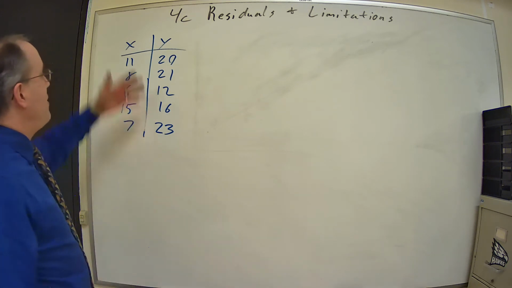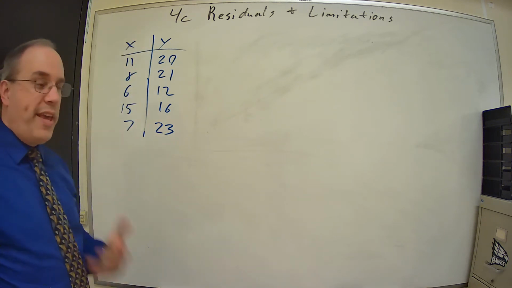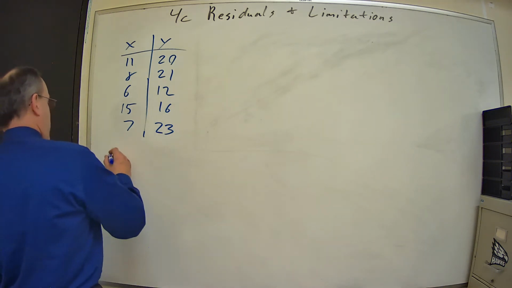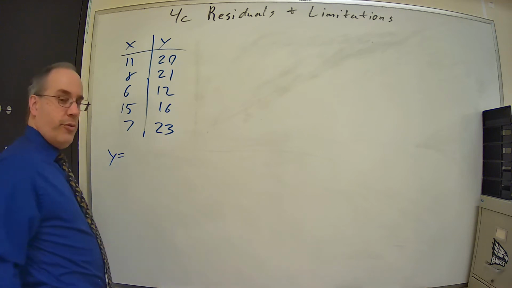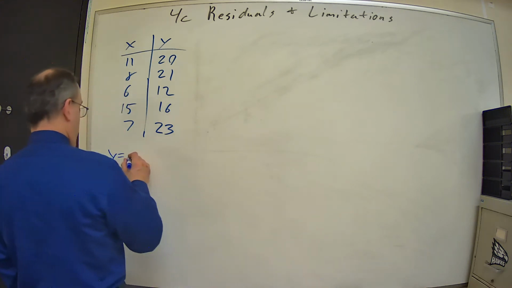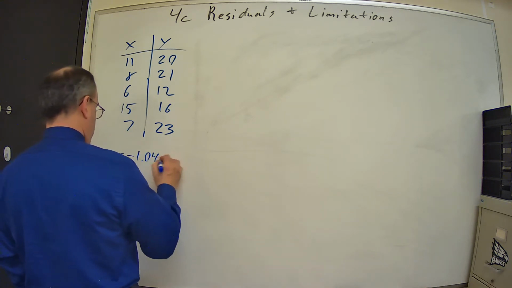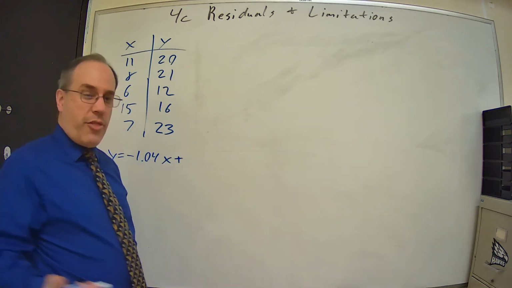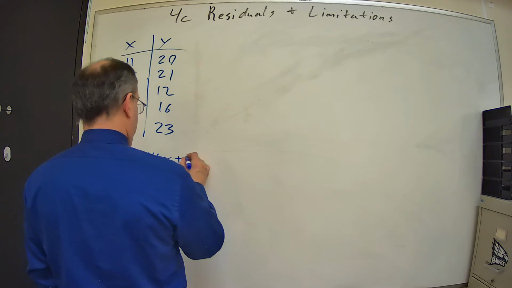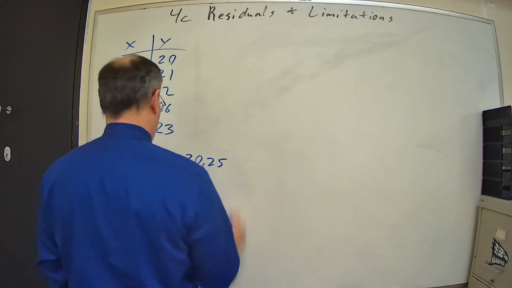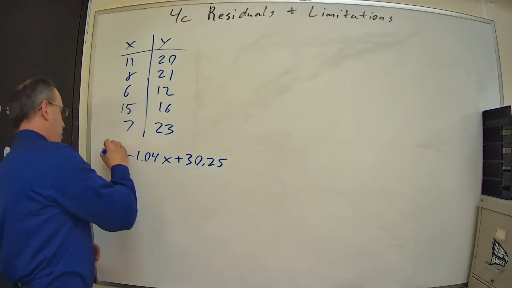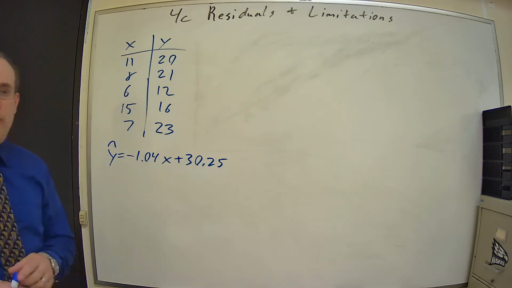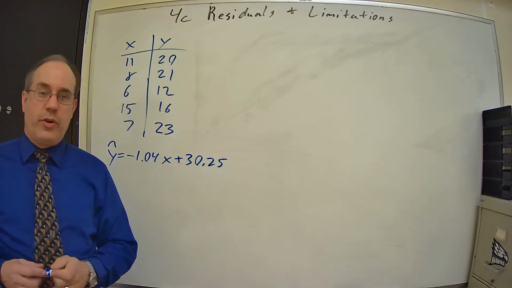And when we had these data values, we came out with a least squares regression line of y hat is equal to negative 1.04x plus 30.25. So that's our predictor. Don't forget to put that hat over there, right? This is going to predict what's going to happen with our y values, what our output's going to be.